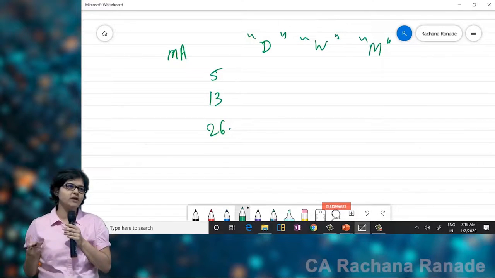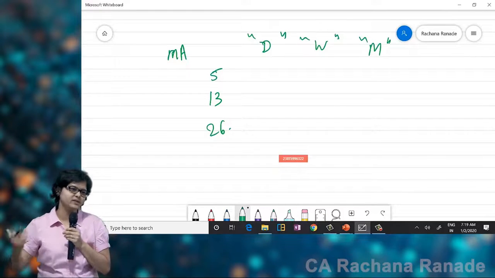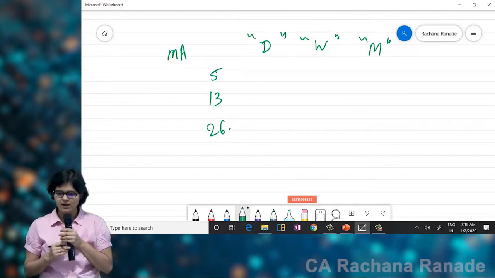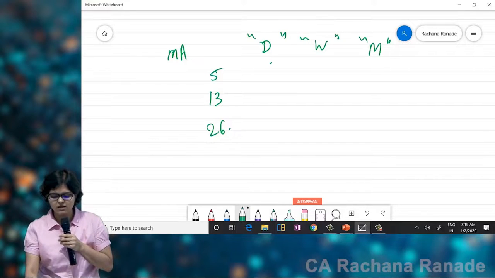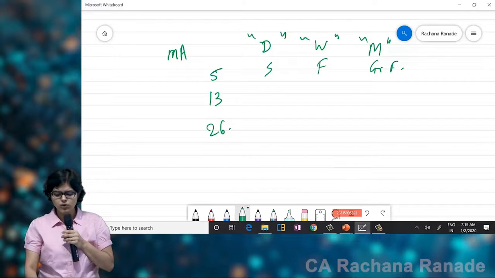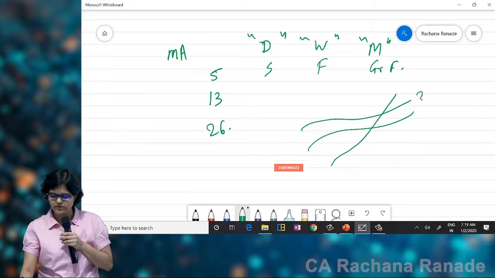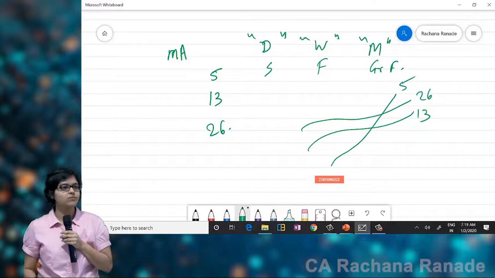So in that case, it will be 5 days. Instead of 5 days, it will be 5 months, 13 months, 26 months, and weeks, so on and so forth. Correct? We said that this is like a son, father, and grandfather concept. Correct? What was the rule? What was the strategy? 5, 13, 26. Let us say this is 26, this is 13, and this is 5.